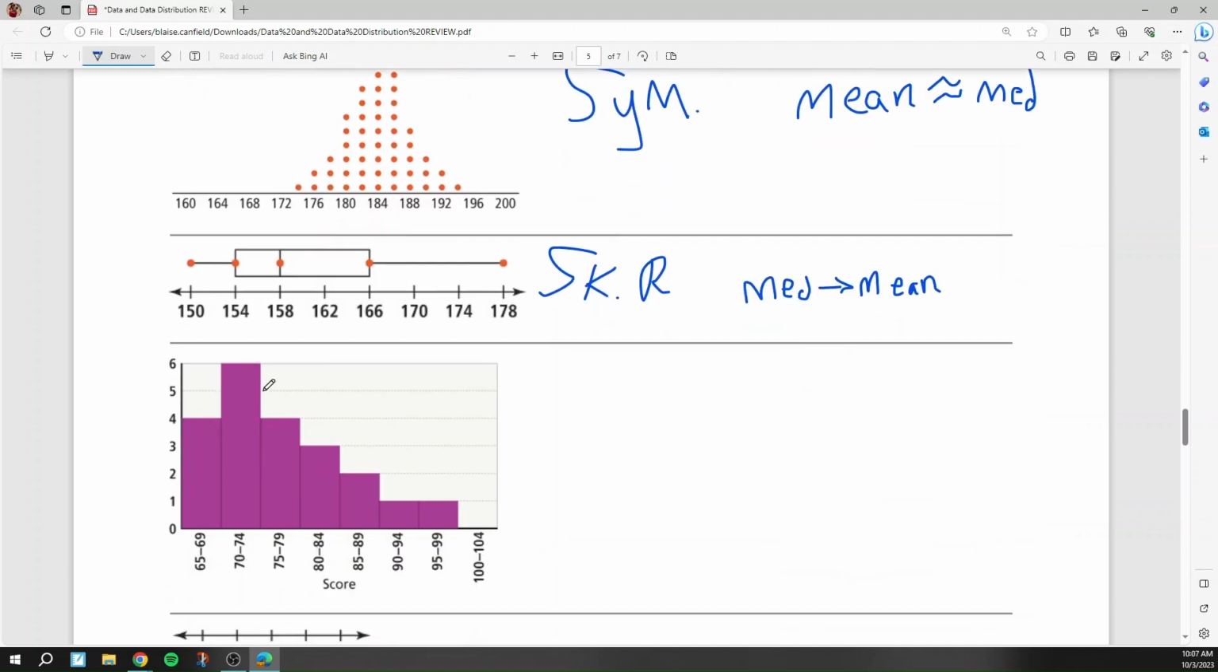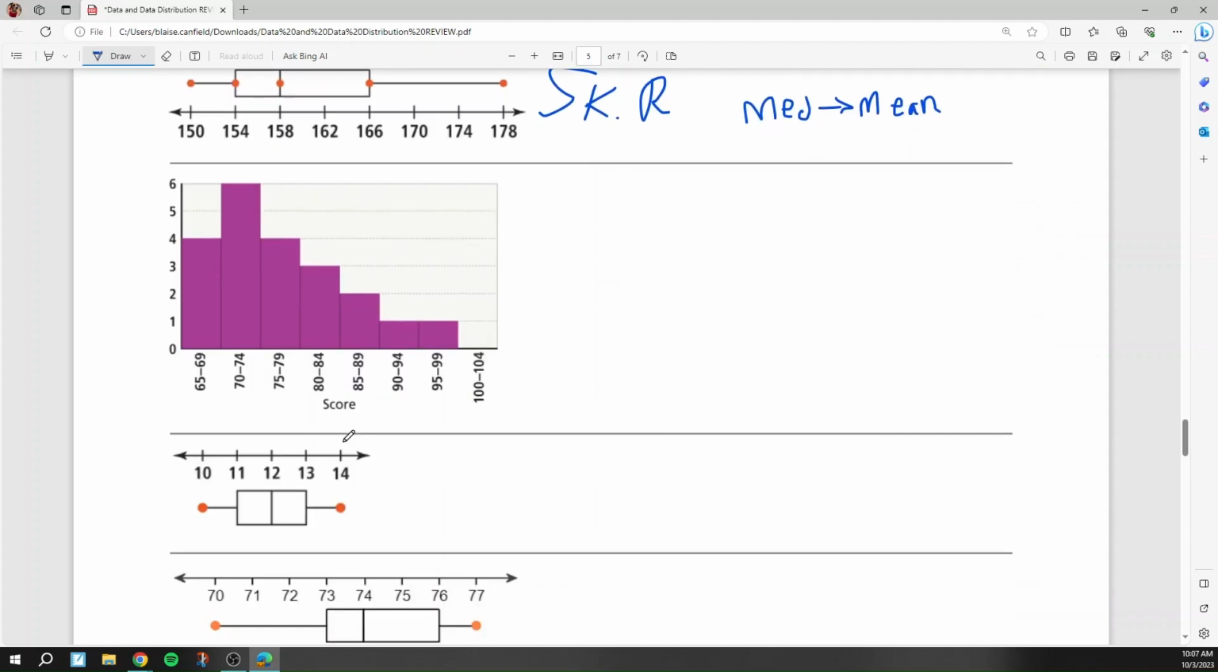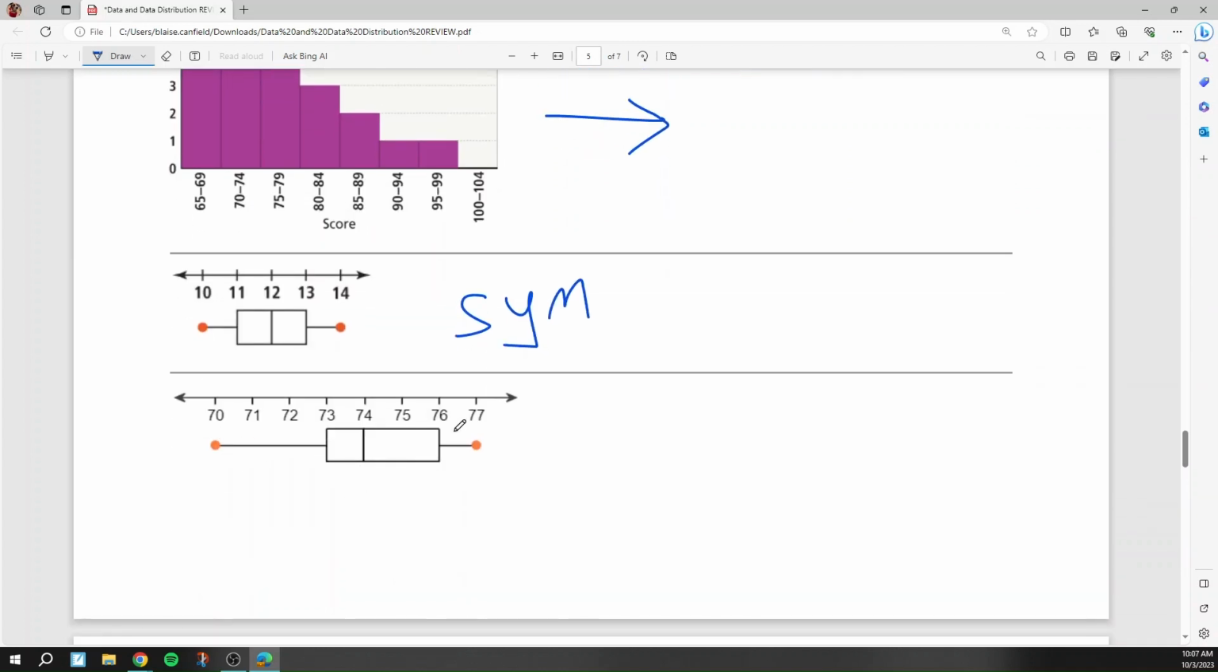Let's see, this one looks like we got another skewed right. We got the tail off to the right. So that's gonna be the same situation as this one. Skewed right, the mean is gonna be more than the median. This one looks symmetric. So we'll say symmetric. This one's got a tail off to the left, so it's skewed left. Just draw the arrow. Left. All right, so hopefully that makes sense.